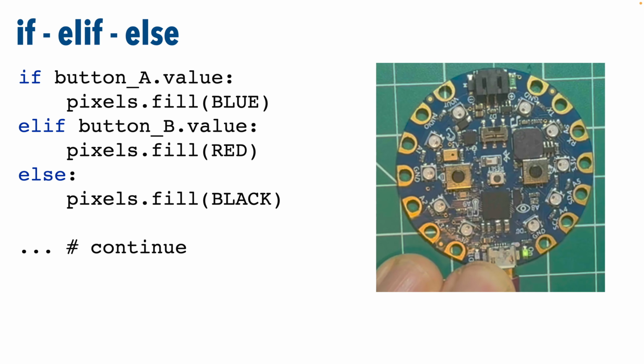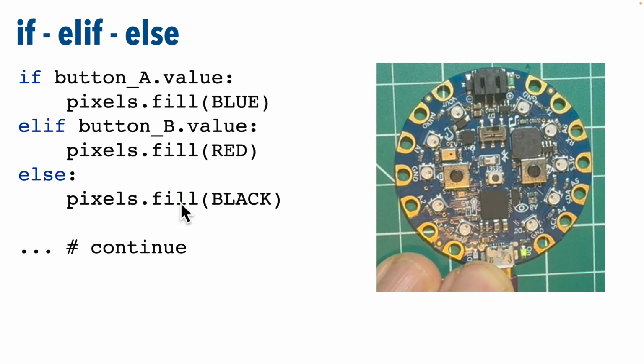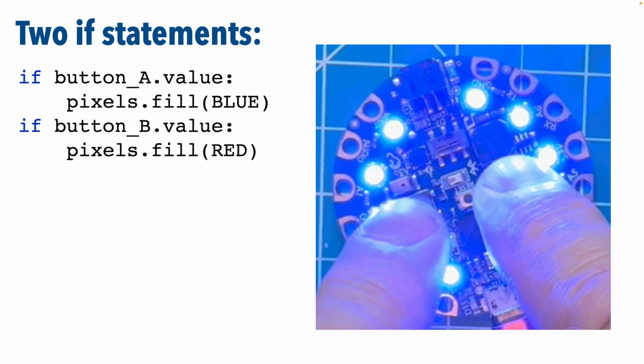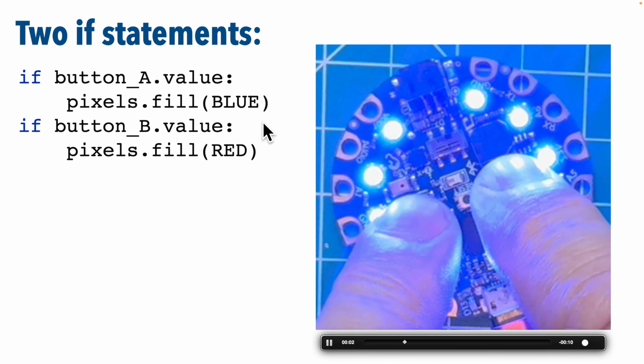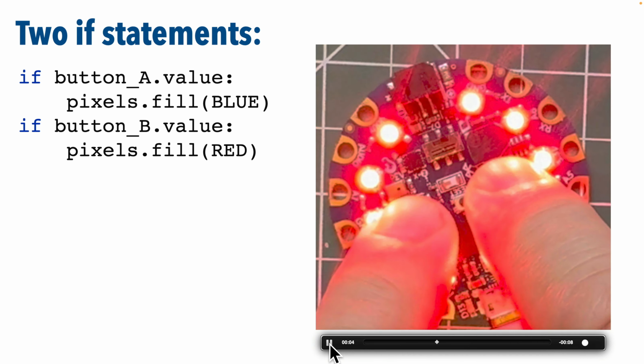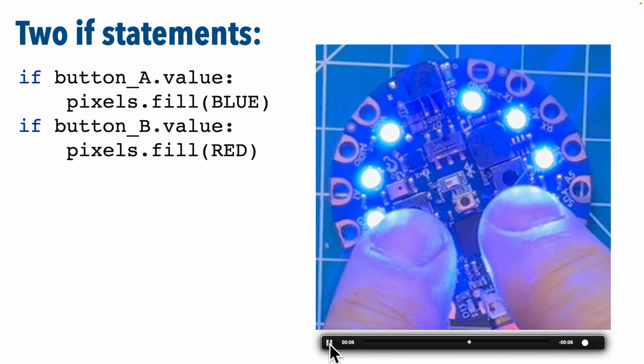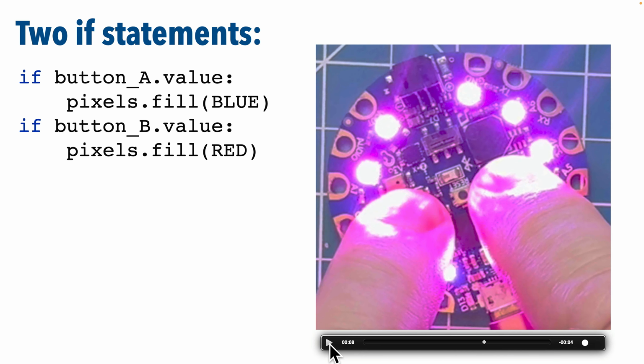Why is that? Well, in this statement, we evaluate all clauses from top to the bottom. If the blue button is pressed, we turn the lights blue and we skip everything below it. Now, what's interesting is when we saw the weird purple earlier in this lesson, we didn't have an elif clause. We had two if statements. So what was happening was A and B were both being pressed, and A and B were being turned on rapidly, really quickly. So blue, red, blue, red, blue, red, blue, red, that made purple.